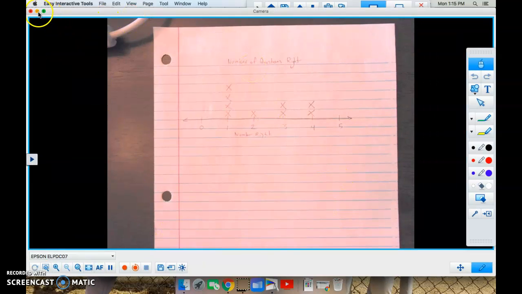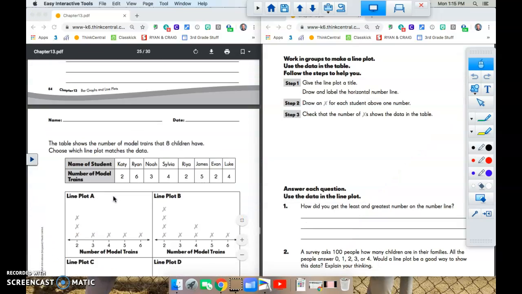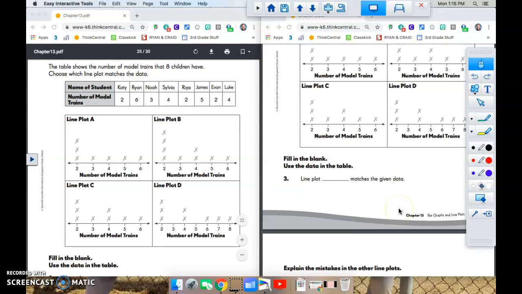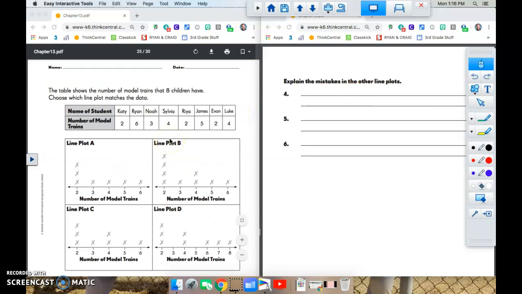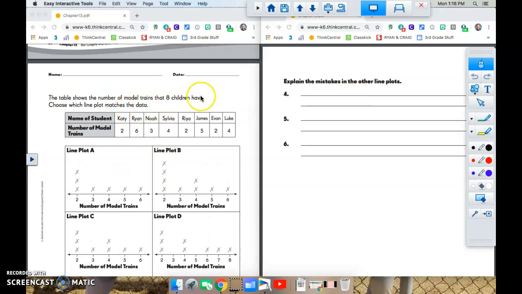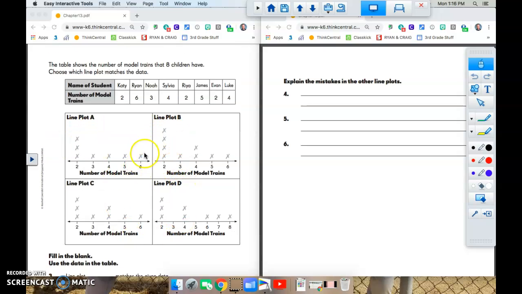Whoops, wrong one. So let's go ahead and scroll down to the next set. And on this one, we're going to talk about explaining the mistakes in the other line plots. We'll answer that as we go through here when we go to answer this, okay? The table shows the number of model trains that 8 children have. Choose which line plot matches the data. Okay, so we have line plot A, B, C, or D. One of these 4 is going to match this.